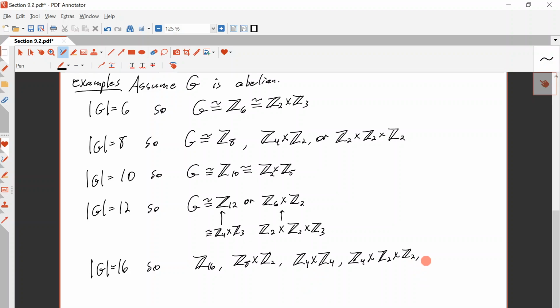And then there's one more. What's that last one? Z2 cross Z2 cross Z2 cross Z2. Right. So for order 16, you got quite a few. Got 5 there: 1, 2, 3, 4, 5. With order 8, you've got 3.